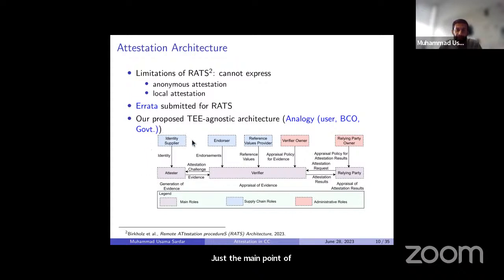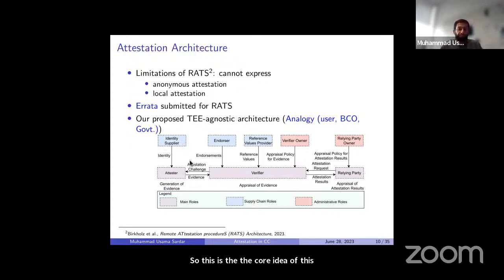Specifically, for the 2 problems: for anonymous attestation, we add an identity supplier role to the existing standard, which provides the attester with the identity. And for local attestation, there is a simple fix: whenever the standard says evidence, we add a prefix to these terms, the local evidence or remote evidence. Local will mean in the context of local attestation, and remote will mean in the context of remote attestation. So this is the core idea of what we added.